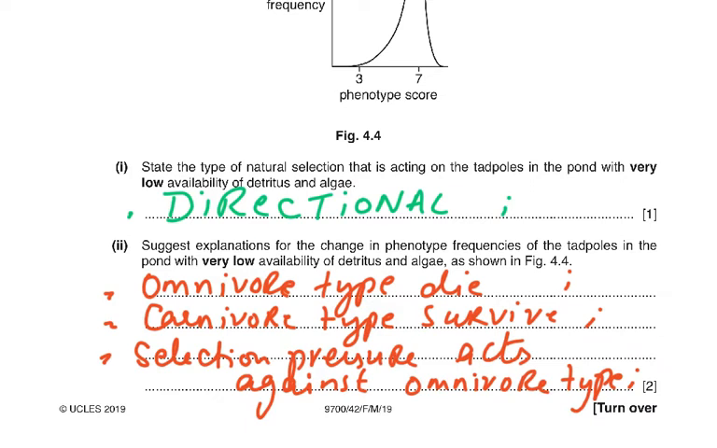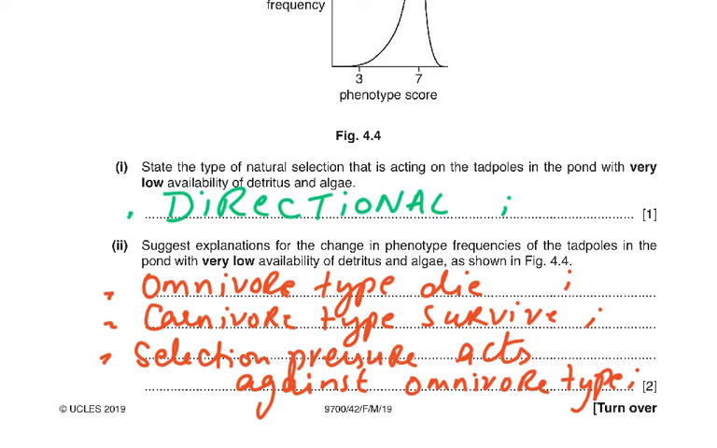Omnivore type die. You see, 3 was the omnivore type and 7 was the carnivore type. So omnivore type die, the carnivore type survive. Selection pressure acts against the omnivore. The omnivores were somehow at a selective disadvantage. So they all died, and now you can see that the 7 ones are living. Three were the ones which were omnivore. So omnivore type die, carnivore survive, selection pressure acts. Now this is the English that we expect you to be writing: selection pressure acts against the omnivore type.